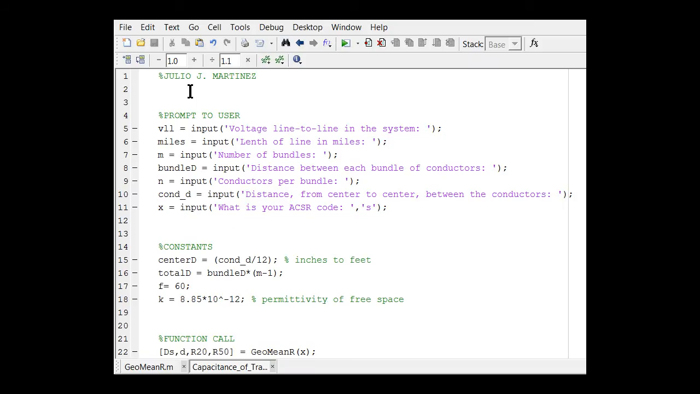Now we move into the MATLAB portion, as I have previously written out this program. First I want to take in the inputs from the user, which consist of the voltage of the system, the length in miles of the transmission line, the number of bundles, the distance between those bundles, the number of conductors per bundle, as well as the distance separating those conductors. Also, we want to take into account the ACSR code that the user is using.